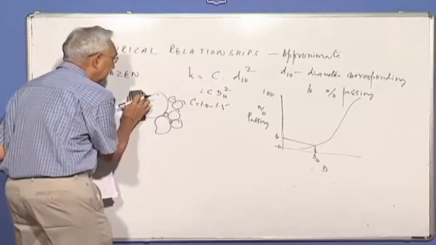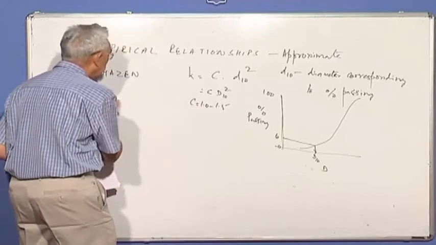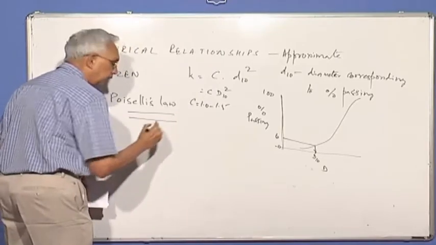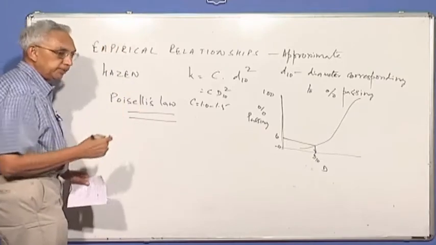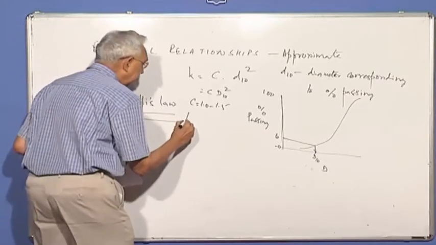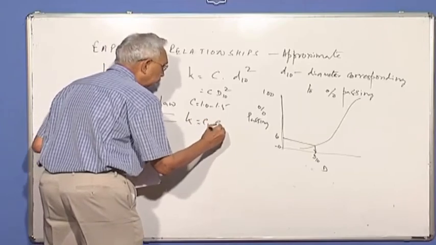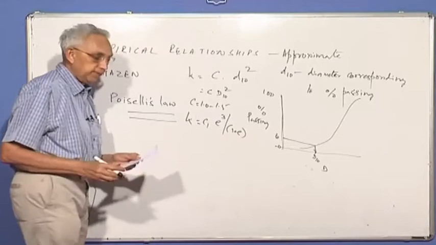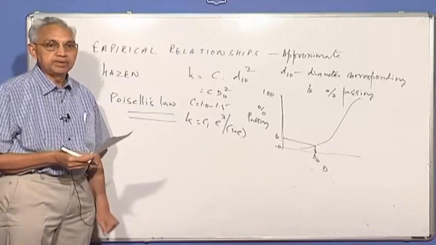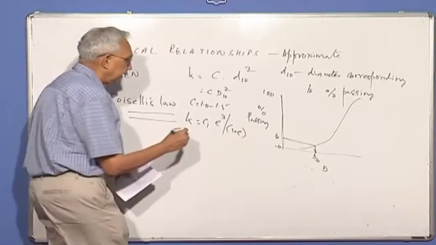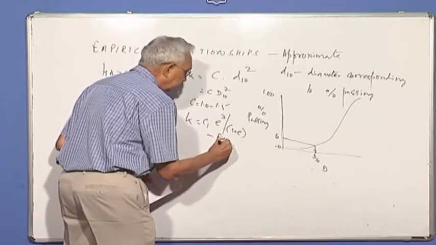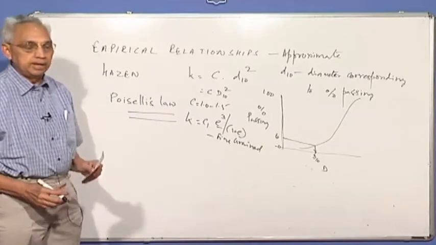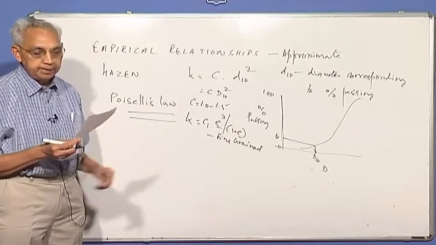Then another relation one can derive is through what is called Poiseuille's law. He was looking at flow through small tubes, and then based on that you can derive that K is proportional to e cubed by 1 plus e. And there are some charts which are given for this kind of variation, particularly for fine-grained soil. Which means you have to find out the void ratio of the soil and then plot it.